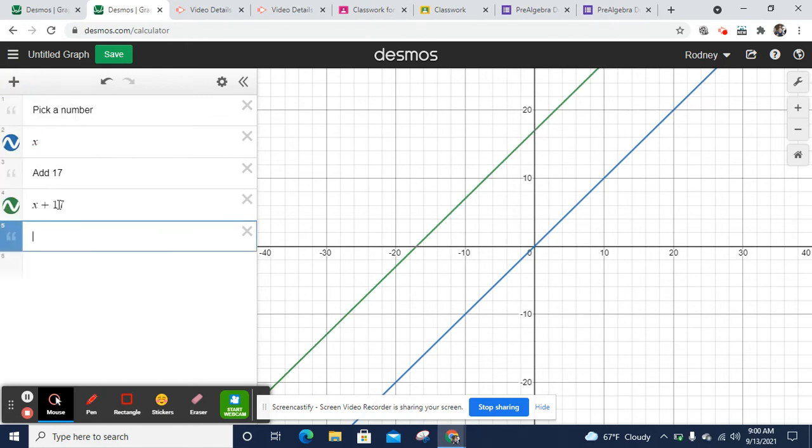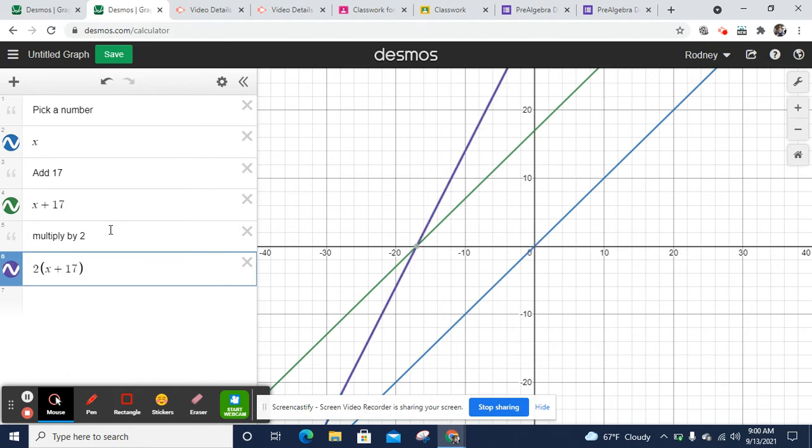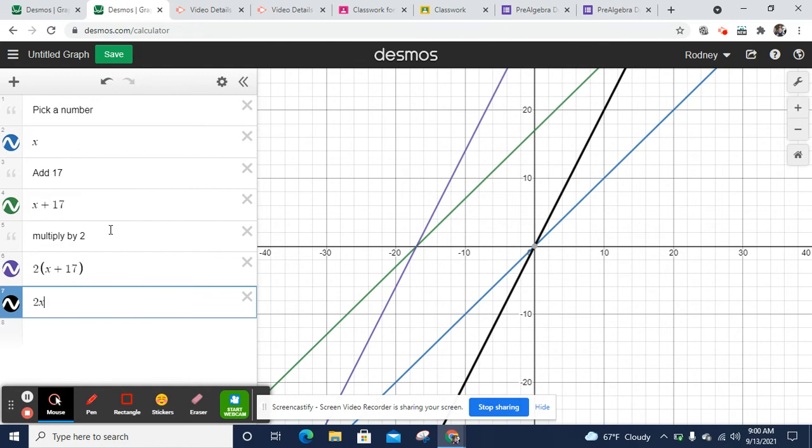A next thing might be, let's multiply. Since I've added, I'm going to switch to a more complex operation. Let's multiply by 2. We're going to end up with 2 times this expression, x plus 17. But I'm going to go ahead and simplify that and call that 2x plus 2 times 17, which is 34. Okay, and those are just two versions of the same thing.